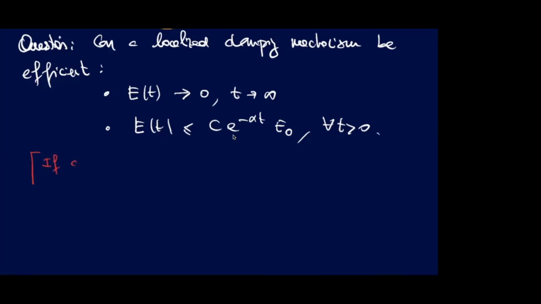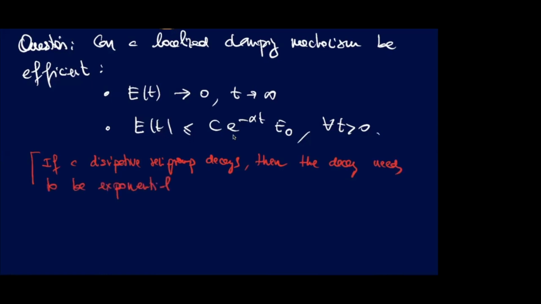If a dissipative semigroup decays, then the decay needs to be exponential. So that's surprising, right? This seems to indicate there cannot be semigroups that decay slowly. Let us analyze better what I mean by this, right?